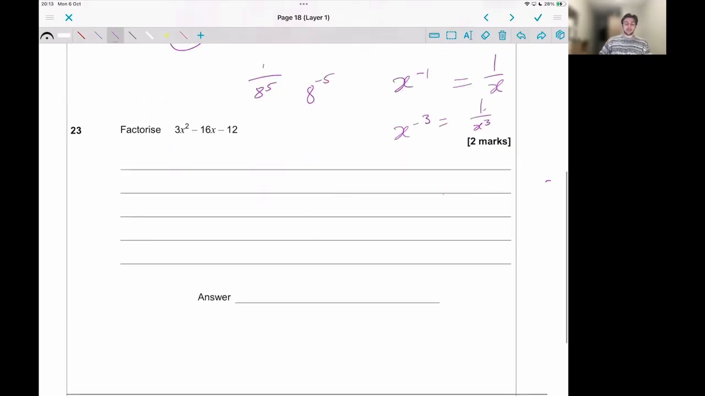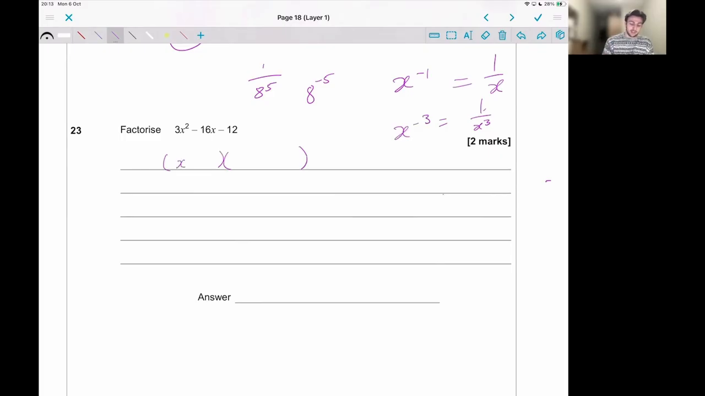All right, moving on again. 23. Factorize 3x squared minus 16x minus 12. So unfortunately, the best method for this is to be able to just see it, to just get it and guess. You know that you're going to get 2 sets of brackets because it's a quadratic and you're being asked to factorize a quadratic. You'll always get 2 sets of brackets.